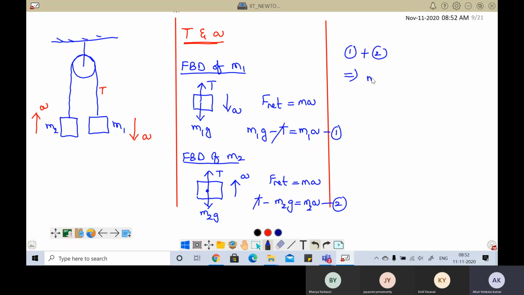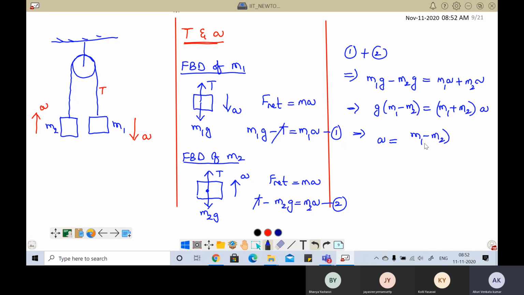So how much will I get? M1G minus M2G is equal to, on the right side, M1A plus M2A. Here I can take G common, M1 minus M2. Here I can take A common, M1 plus M2. Now tell me, what is the acceleration? M1 minus M2 into G divided by M1 plus M2. So this is the general expression for acceleration.